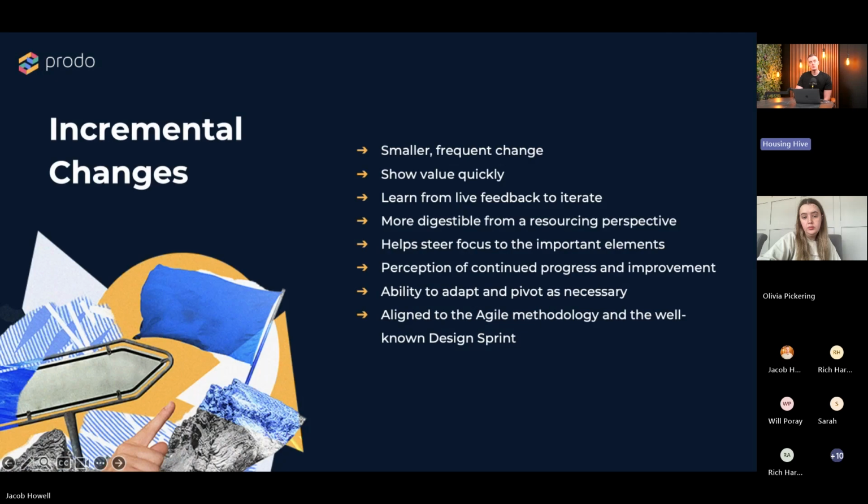So on to the first part of today, which is around incremental changes then. This is partly around small adjustments which are made consistently over time, leading to significant improvements in the digital infrastructure as a whole. So thinking of it as small steps towards a wider, larger goal.